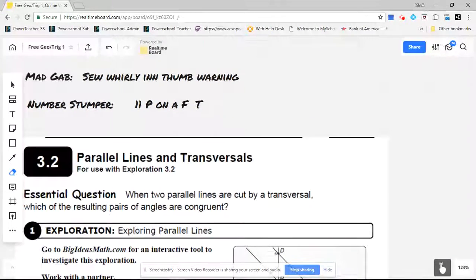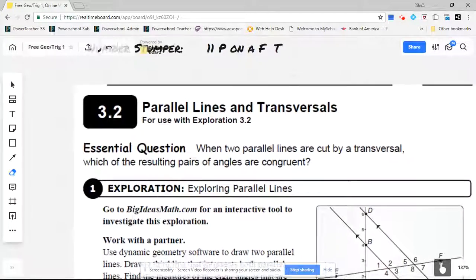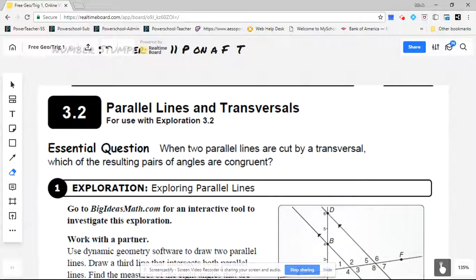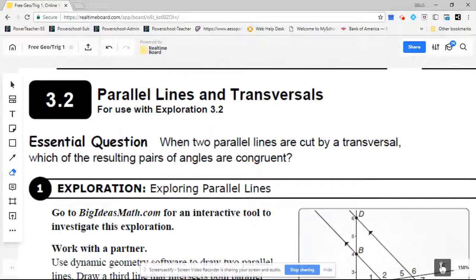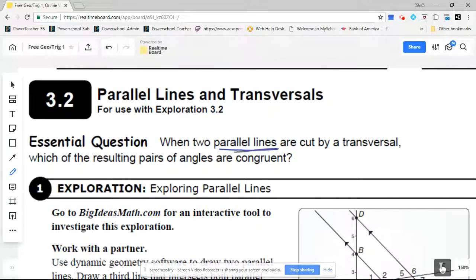So let's look at 3.2. The most important thing is our essential question. We want to see what we're going to be dealing with today. And you need to underline parallel lines because that is our big concept. Parallel lines, we've been talking about the transversals and the pairs of angles that are made. Pairs of angles are congruent, which ones. But now we're going to focus mostly on parallel.